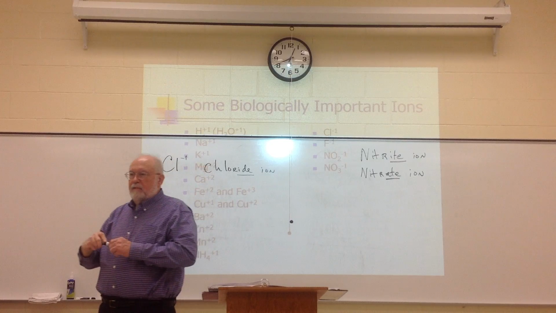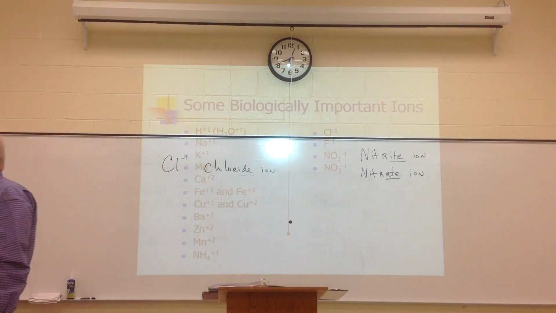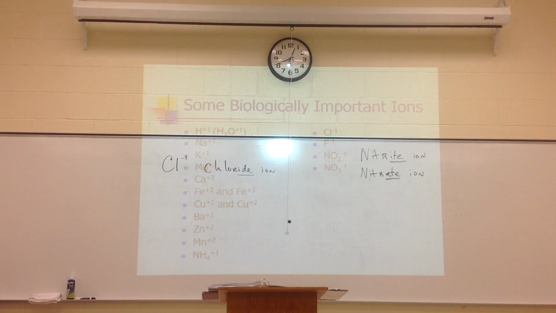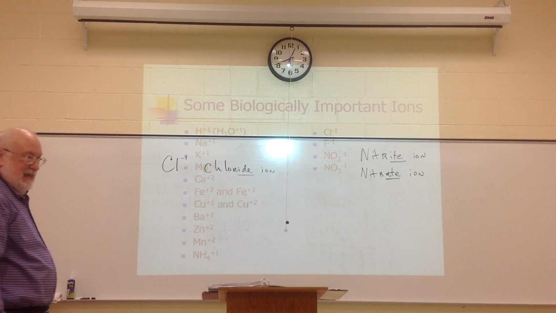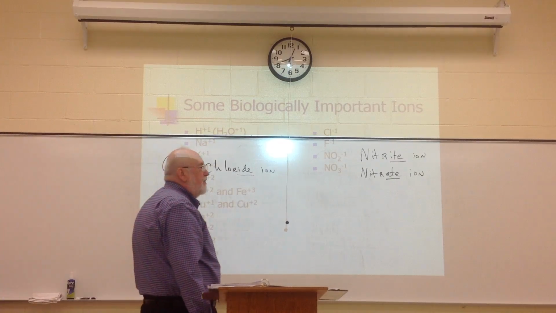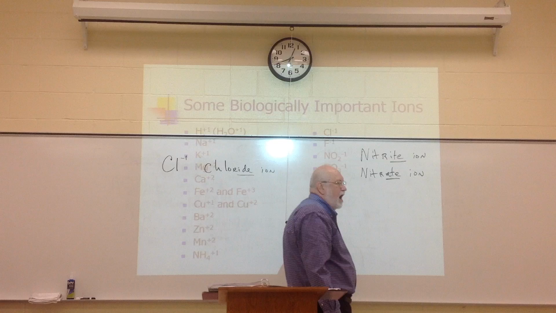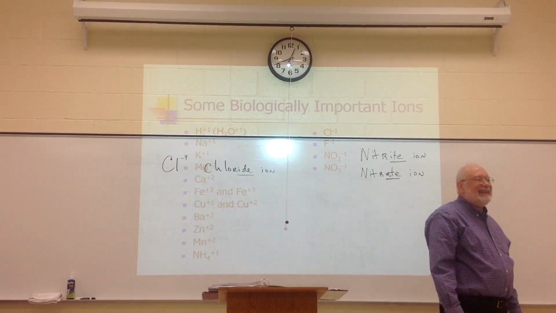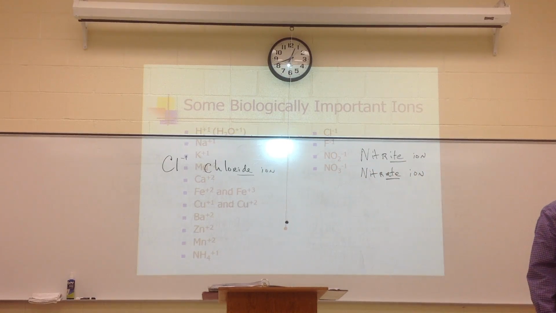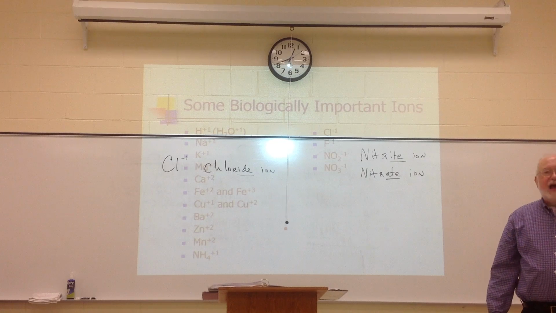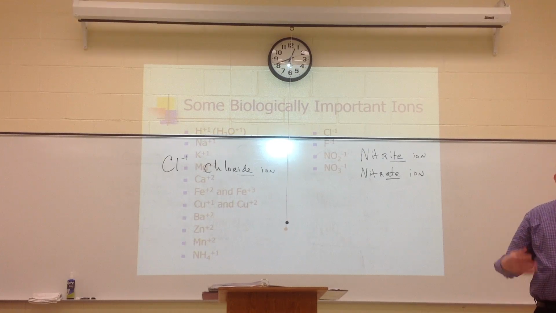Now, what do you notice about it? They're a combination of nitrogen with oxygen, right? Which suffix goes with the one that has fewer oxygens? I-T-E. Which one goes with the one having more oxygens? A-T-E. Right. Nitrite, nitrate. NO2 minus 1, NO3 minus 1.